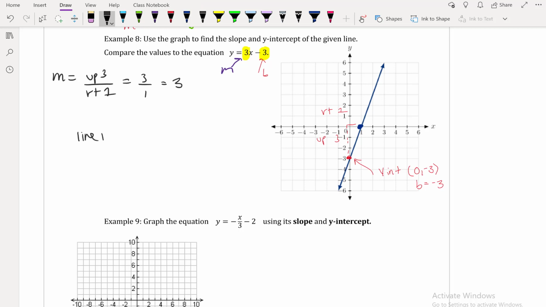So that line is graphed down below, or you can say it has the same y-intercept and the same slope. There's a lot of different ways of how you can state that. But you can see it's the exact same line. This is y equals 3x minus 3.